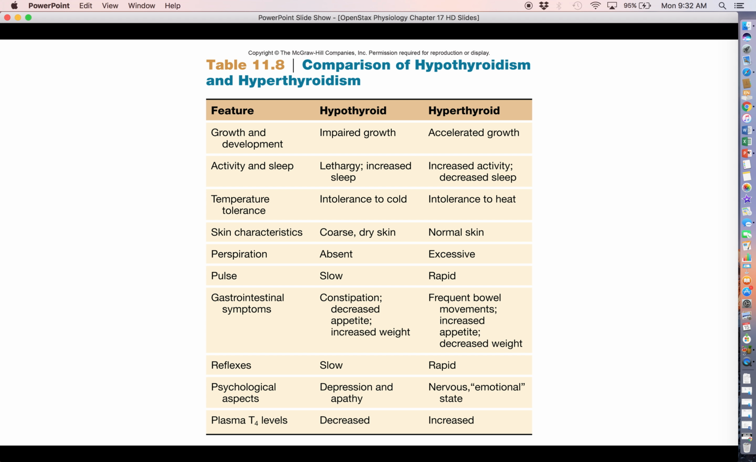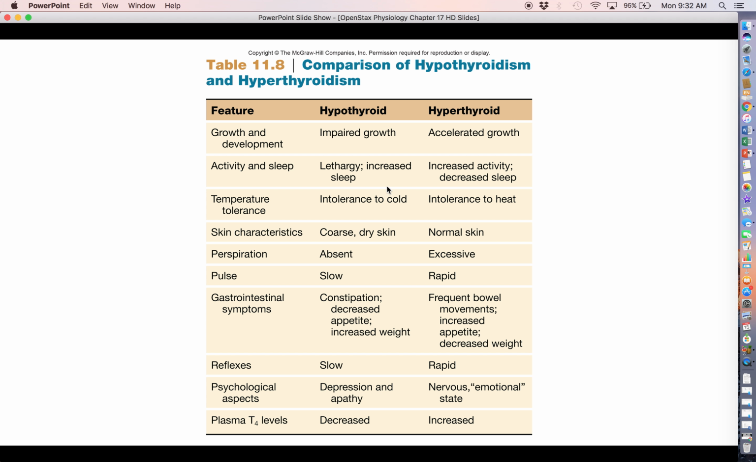So basically all of these symptoms that you're going to see detailed down the leftmost column, you're going to notice that whatever the symptom is, it's basically the exact opposite between hypo and hyperthyroidism. So we're not going to go through all of these, but if you look at activity and sleep, someone who does not make enough thyroid hormone is going to feel tired and they're going to feel like they want to sleep all the time. Someone who is hyperthyroid is going to be basically bouncing off the walls with energy. They're not going to want to sleep.